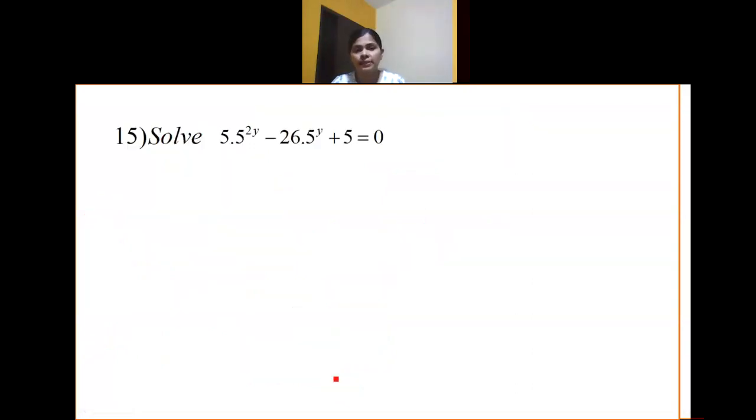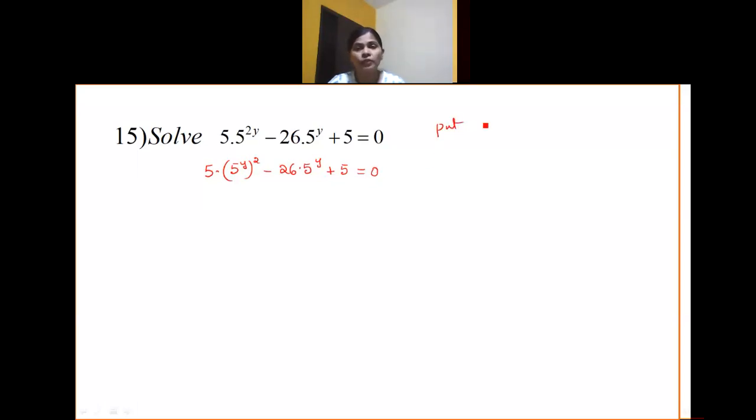Let's look at the next sum then. We have one more solve problem: 5 into 5 to the power 2y minus 26 into 5 to the power y plus 5 is equal to 0. Solve means we have to find the value of y. Since I have to find the value of y, let me write this as 5 into 5 to the power y to the whole power 2, minus 26 into 5 to the power y, let it be as it is, plus 5.